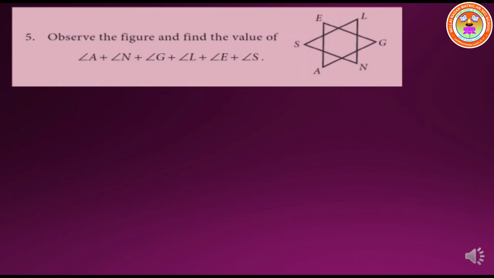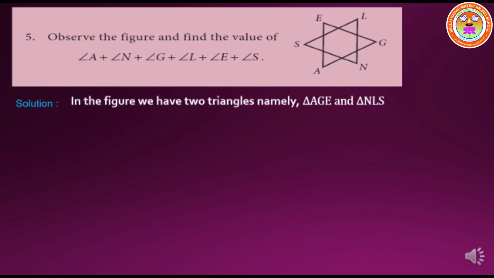Fifth sum. Observe the figure and find the value of angle A plus angle N plus angle G plus angle L plus angle E plus angle S. So, looking at the diagram, we have to find the value of the given angles when I add them. Solution. In the figure, we have two triangles, namely triangle AGE and triangle NLS. There are two triangles: AGE is the first triangle, and the second triangle is NLS.